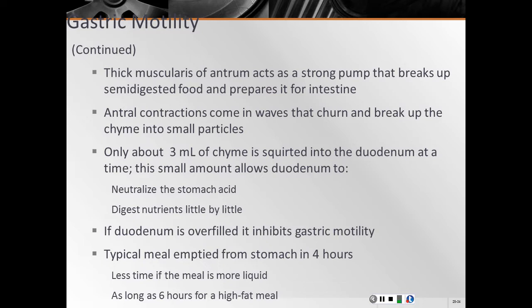Now receiving only small amounts of the chyme at a time allows the duodenum to neutralize the stomach acid and digest the nutrients a little bit at a time. Now a typical meal is emptied from the stomach in about 4 hours.